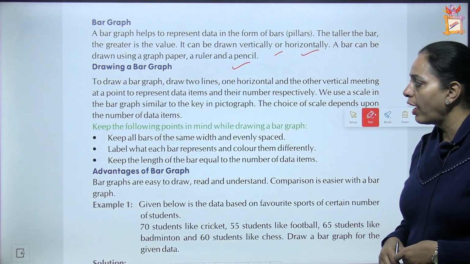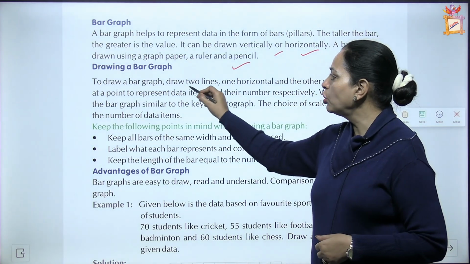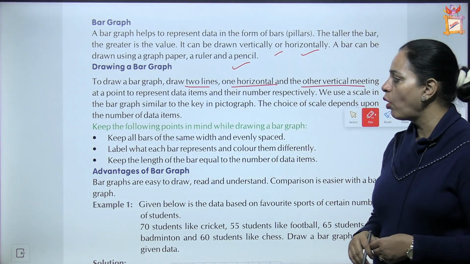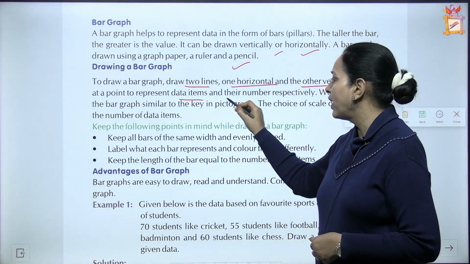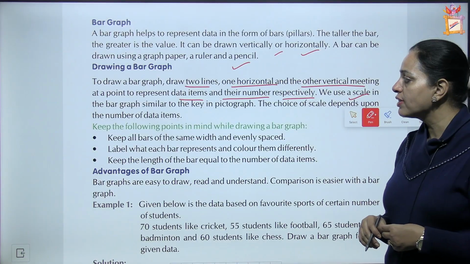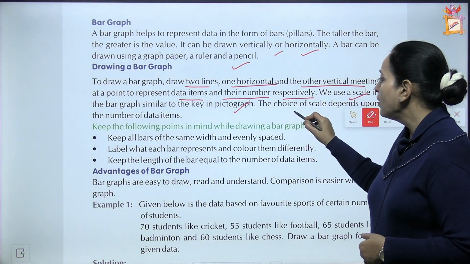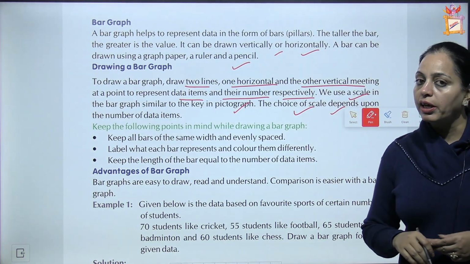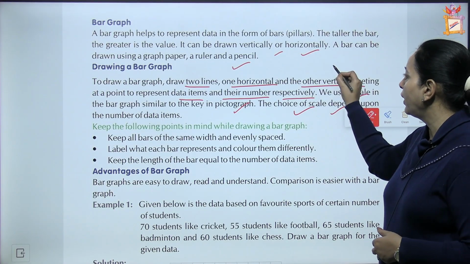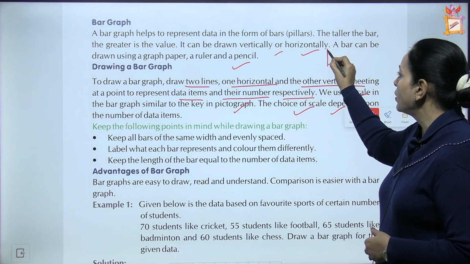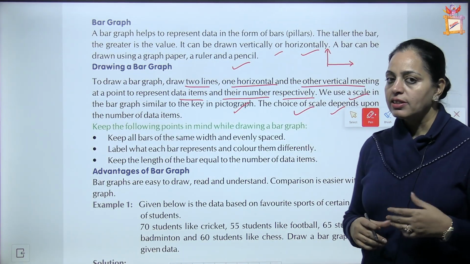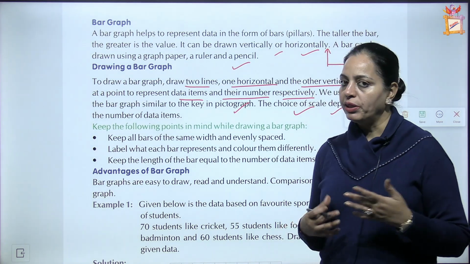Now drawing a bar graph. To draw a bar graph, draw 2 lines, one horizontal and the other vertical, meeting at a point to represent data items and their number respectively. We use a scale in the bar graph similar to the key in the pictograph. The choice of scale depends upon the number of data items. तो इसमें हम 2 lines use करते हैं, one horizontal, one vertical like this. Okay, and we use a scale, depends upon the number of items or जो भी data है.